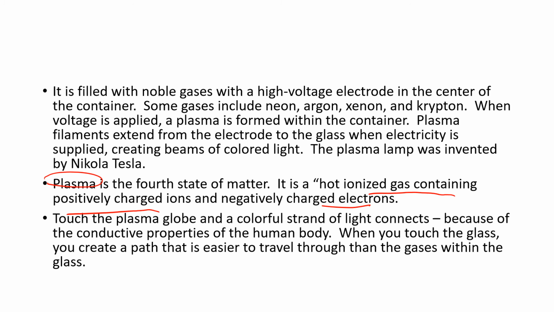Touch the globe, and what happens? You all know what happens. You've seen it. You'll see it in class. A strand of light connects from the electrode towards you. Because when you touch the glass, you create a path that is easier to travel because it's more attracted to you. You're more conductive compared to the gases within the glass. So it's going to want to go towards you because you provide the path of least resistance, because our bodies are conductive.